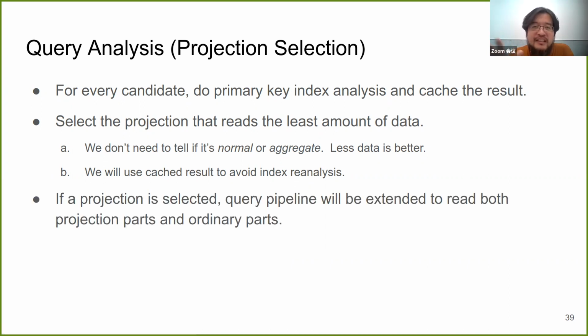If a projection is selected, we will extend the query pipeline so that it can read from both projection paths and ordinary paths. This is in case the projection is not fully materialized, and the pipeline will of course generate correct results without any performance penalty. There are many other interesting aspects to consider during query analysis, and all of them are listed in the projection PR. So please take a look at the projection pull request if you are curious.